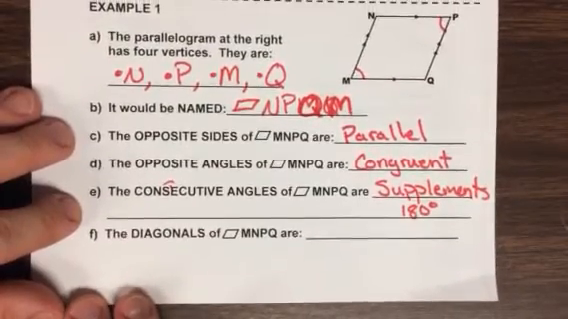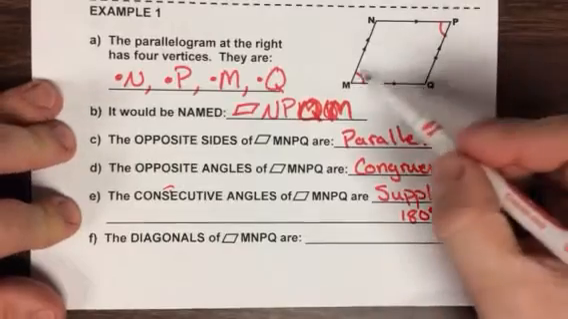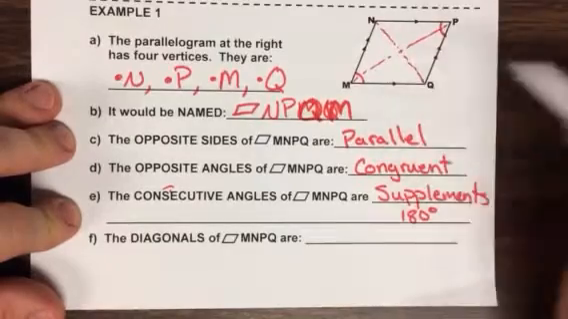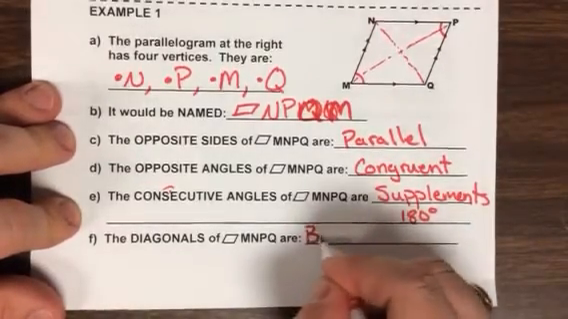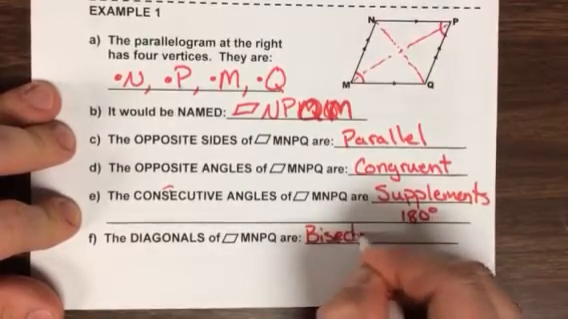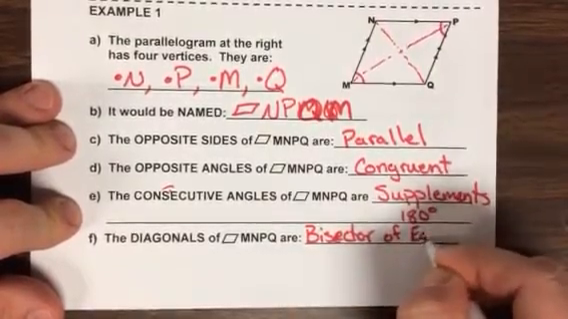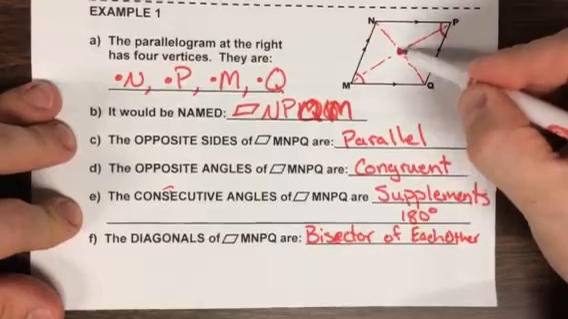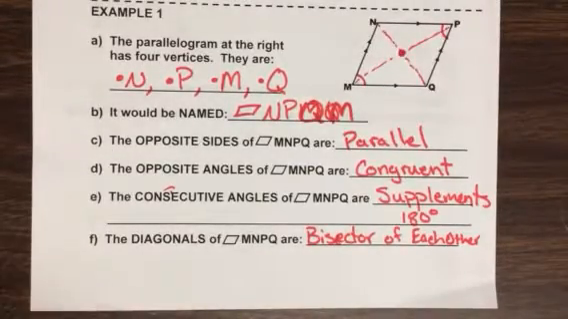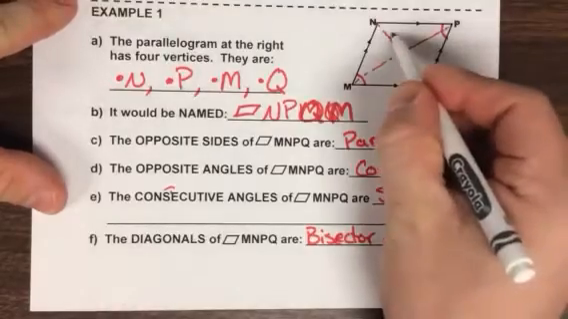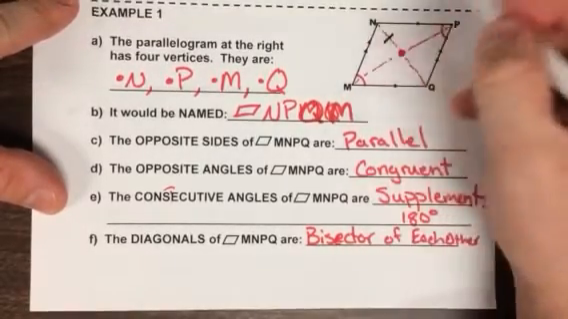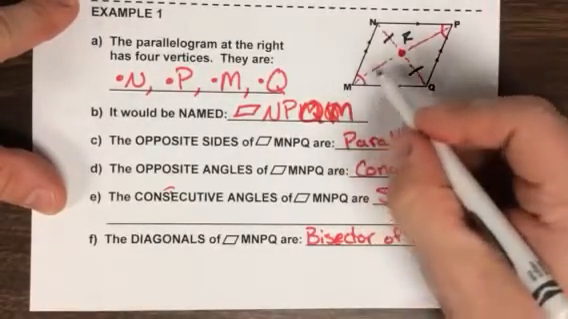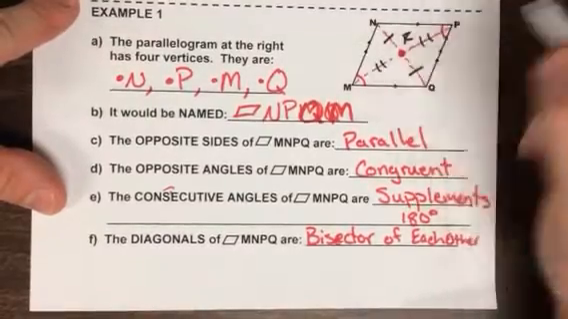The diagonals of my parallelogram are bisectors of each other. What that means is this point where they meet in the middle is the midpoint of both of my diagonals. So N and my midpoint, we'll call it R. NR would be congruent to RQ. MR would be congruent to RP.